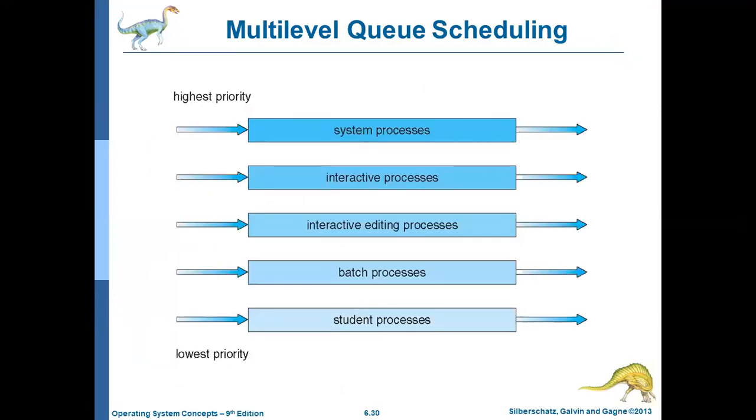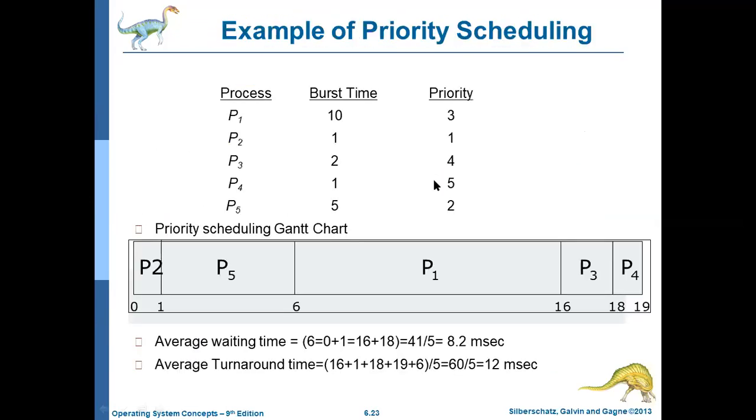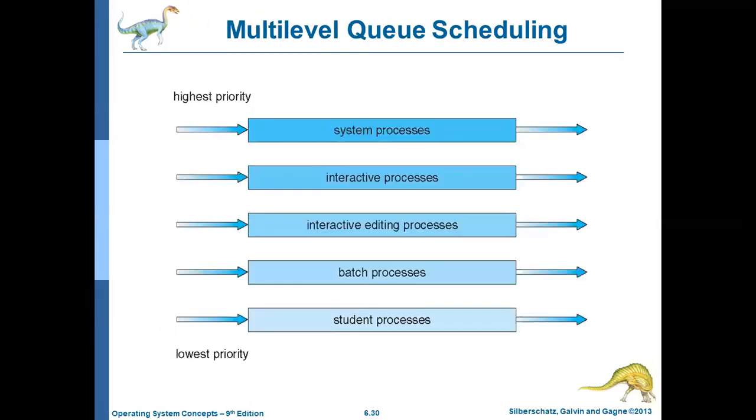This is the multi-level queue scheduling. From lowest priority to the highest priority: student process, batch process, interactive editing processes, interactive process, and finally system processes. System processes will have the highest priority.